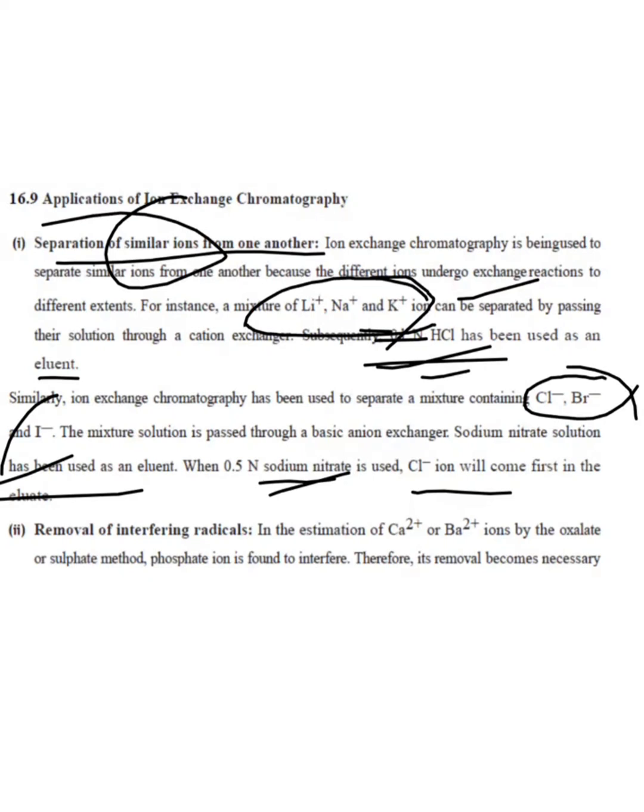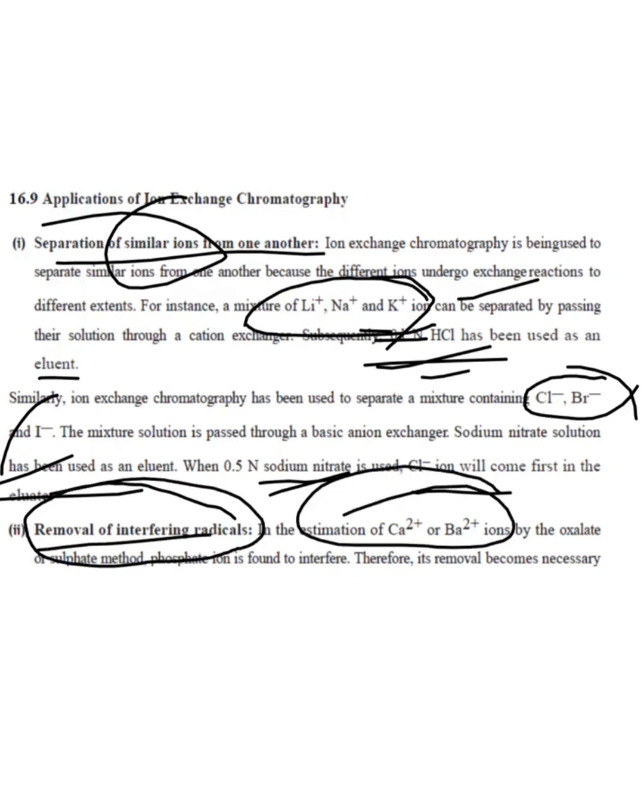The second application is removal of interfering radicals, for example, the estimation of calcium and rhodium in the ions by the oxalate sulfate method. So interfering radicals can be removed using ion exchange chromatography.